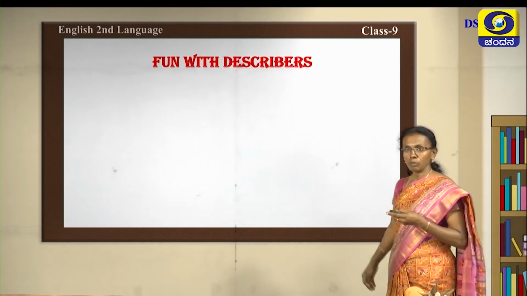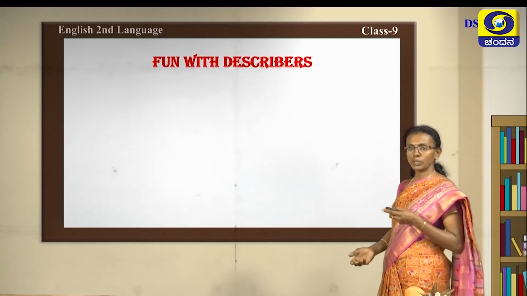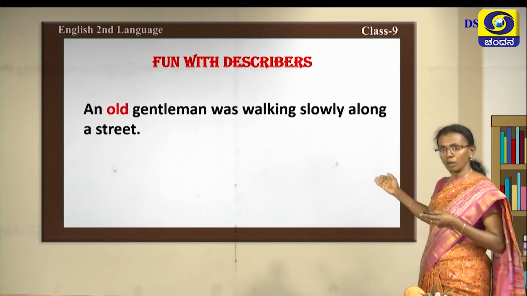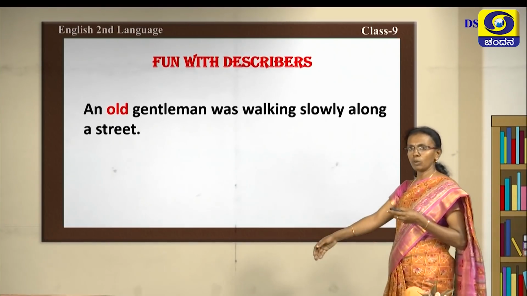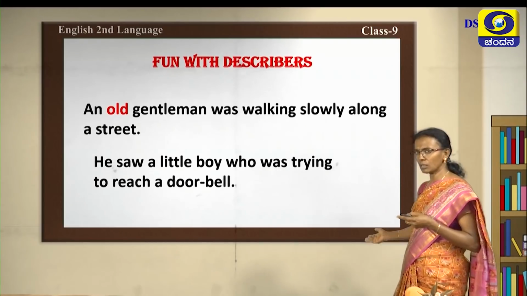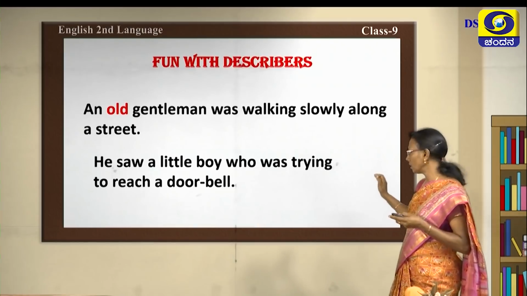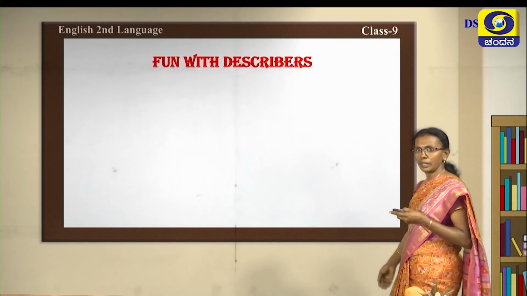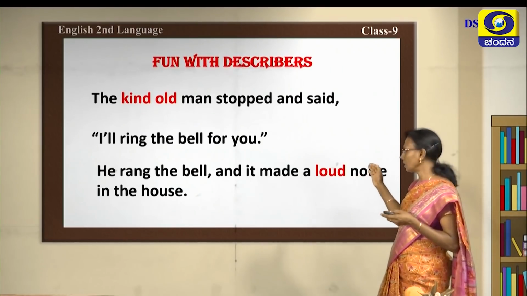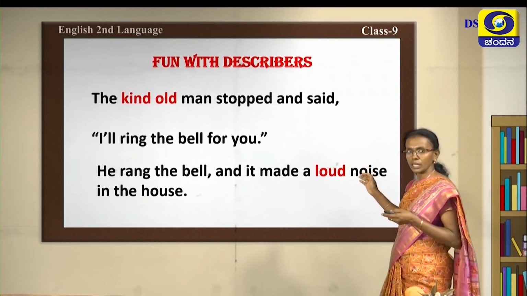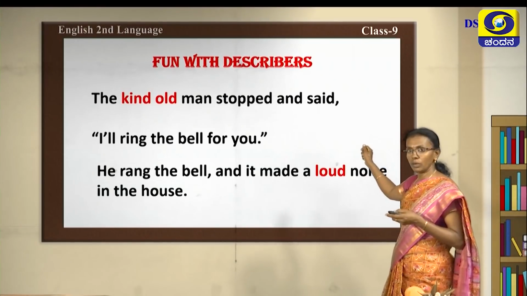Okay, now we move on to a fun. We will have fun with one story. We will see what happens. An old gentleman was walking slowly along the street. He saw a little boy who was trying to reach a doorbell. Now what happened? The kind old man stopped and said, I will ring the bell for you. He rang the bell and it made a loud noise in the house.